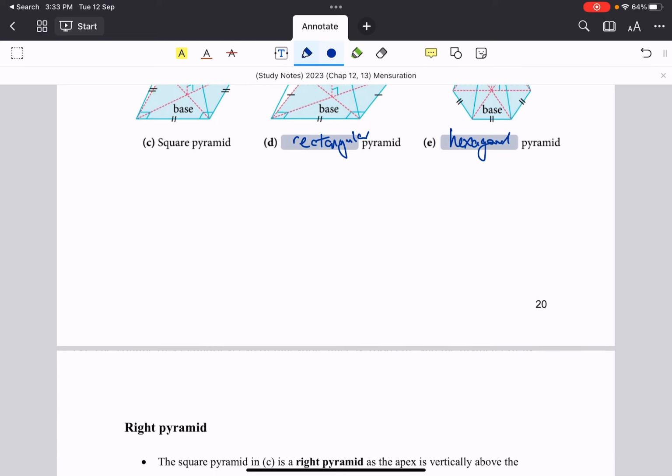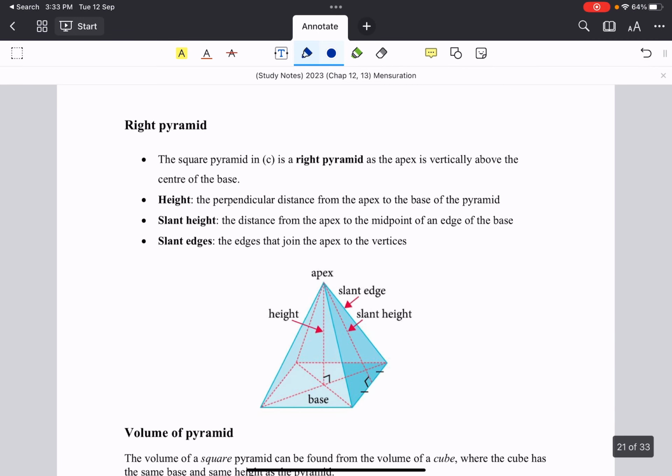Just like when we talked about prisms, a pyramid does not necessarily have to be a right pyramid, but for the purpose of our syllabus, we will focus on right pyramids. A right pyramid simply means that the apex is above the center of the base, so it's not slanted to a side. You can see that when you draw a line from the apex down to the center of the base, it forms a perpendicular 90 degrees.